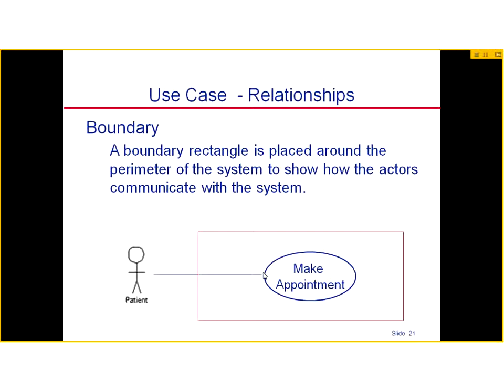Now you can see here that there is an actor patient. There is a use case make appointment, but now we have placed a red line rectangle around make appointment. This is called the boundary.